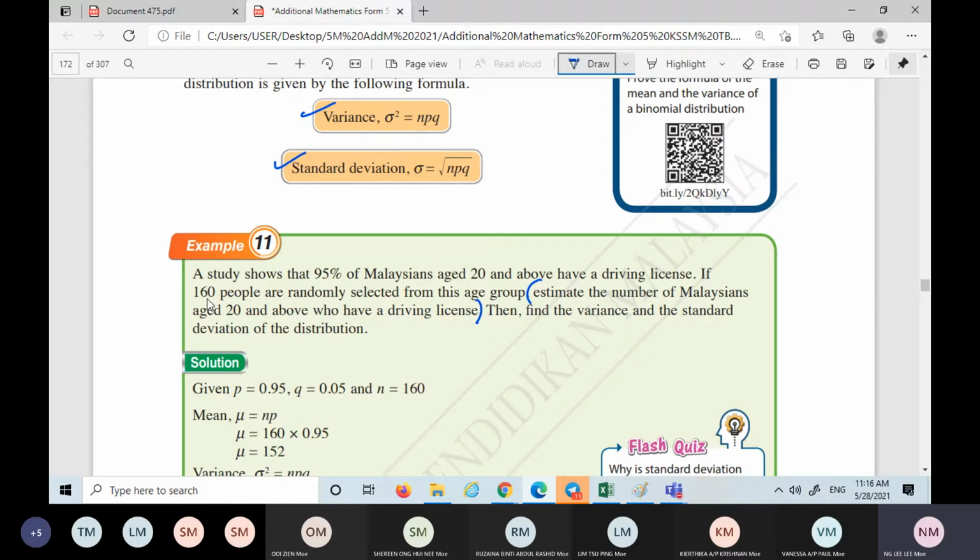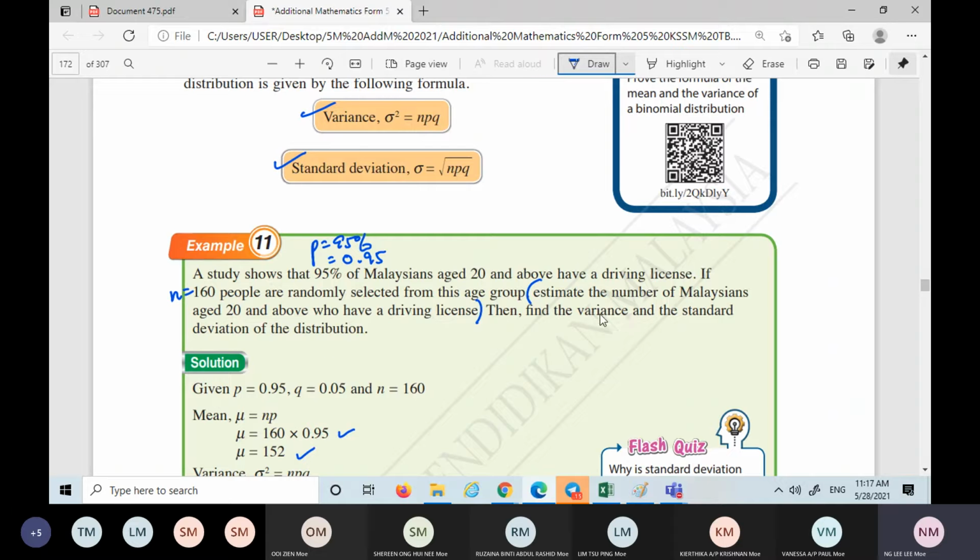The n is here, the number of trials, so it's 160 people. This is the n. p is the probability of success. So here they are asking who have a driving license, and those who have a driving license are 95% of them. So 95% is the p. Convert into decimal, 0.95. So you just get 0.95 times 160. So this is the answer, the expected value.